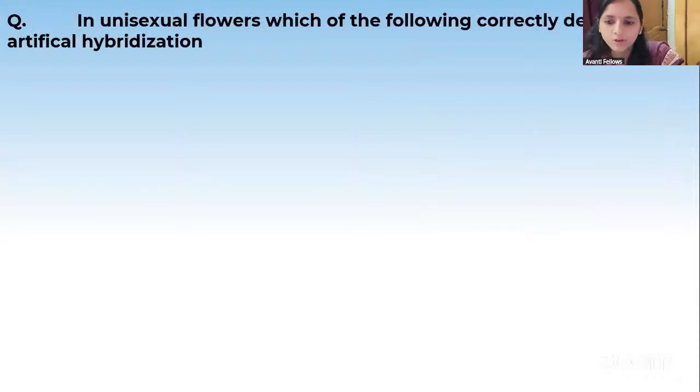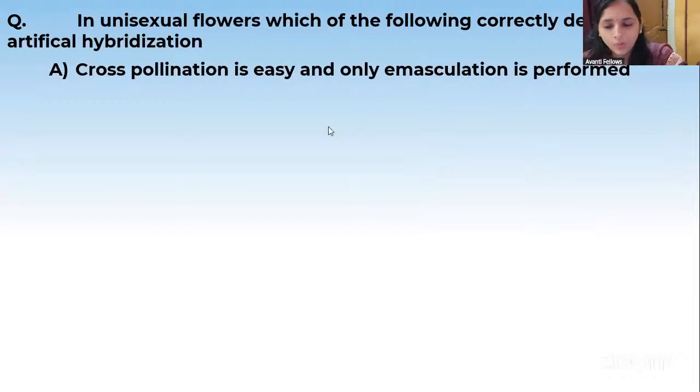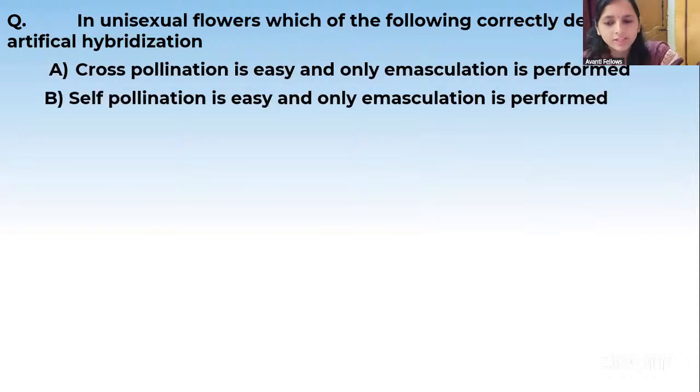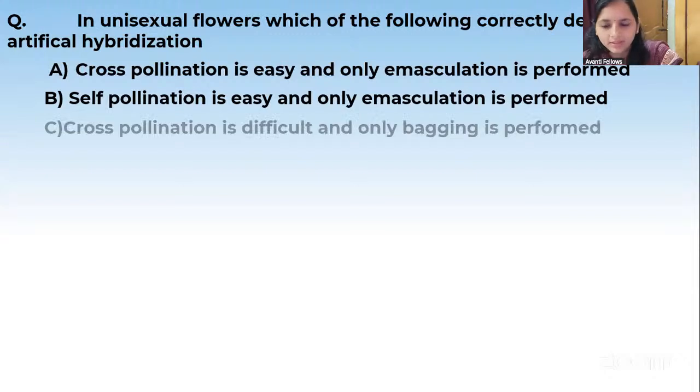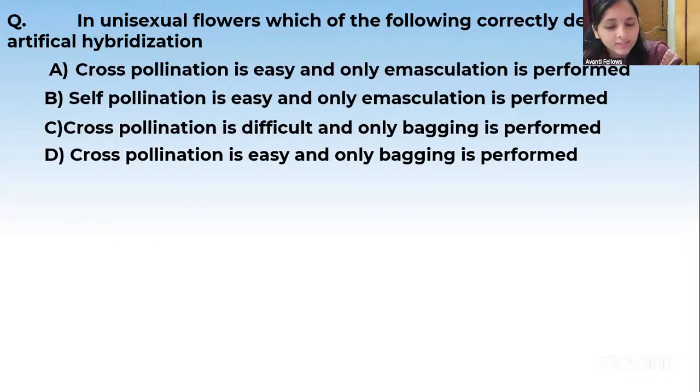And here is a question for you. In the unisexual flower, which of the following correctly describes the hybridization? You can go through the question. Option A: cross-pollination is easy and only emasculation is performed. Option B: self-pollination is easy and only emasculation is performed. Option C: cross-pollination is difficult and only bagging is performed. Option D: cross-pollination is easy and only bagging is performed. Read the options correctly, then you go for the answer.